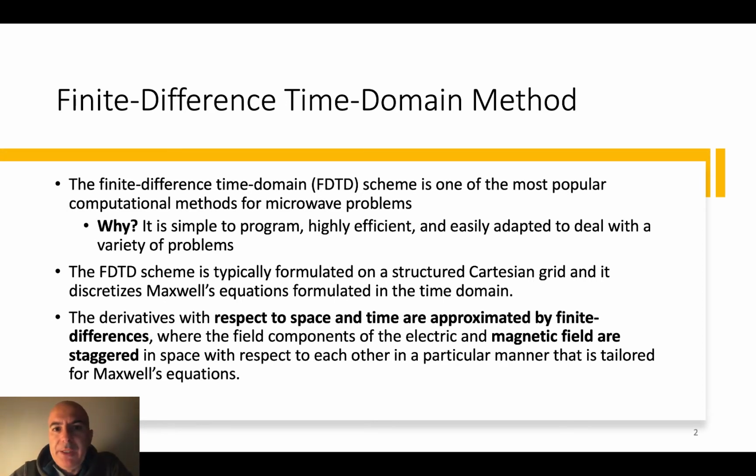The FDTD combines finite difference both in time and in space. So we take the derivative with respect to space and time, and we approximate this by finite differences. In finite difference time domain methods, the field components of the electric field and magnetic field are staggered in space with respect to each other, in a particular manner that is tailored to the Maxwell equations. We will discuss a little bit more about this, in particular about the Yee lattice.